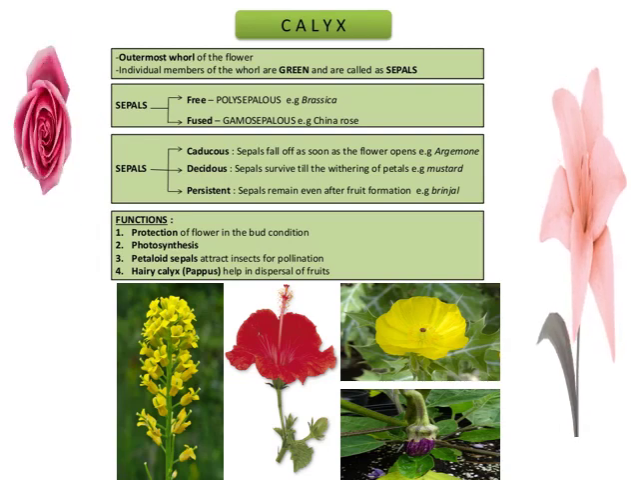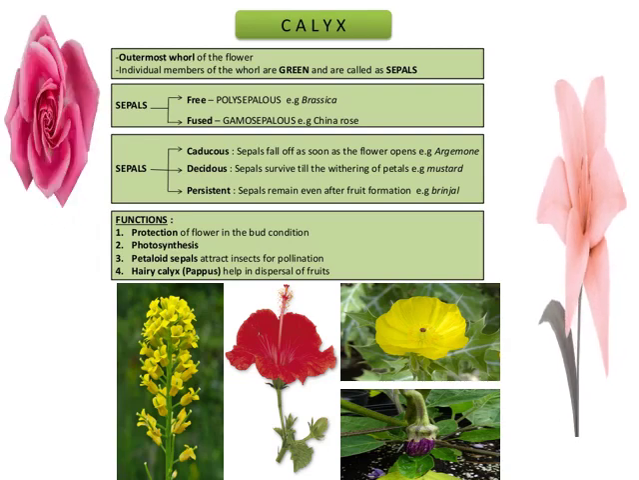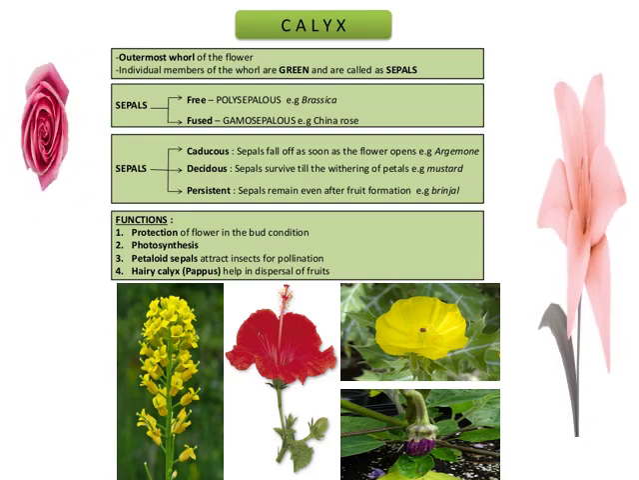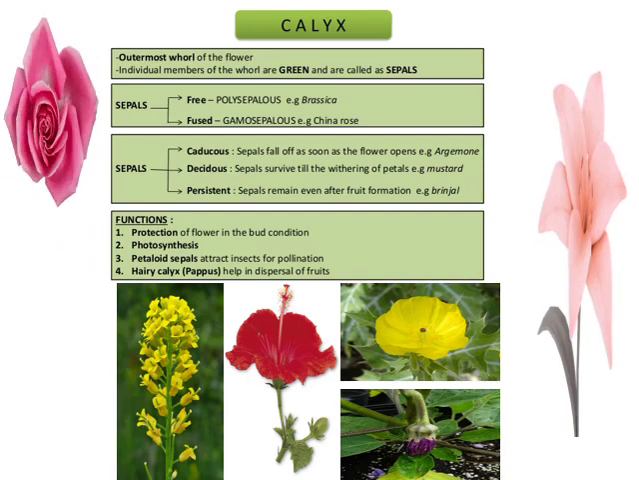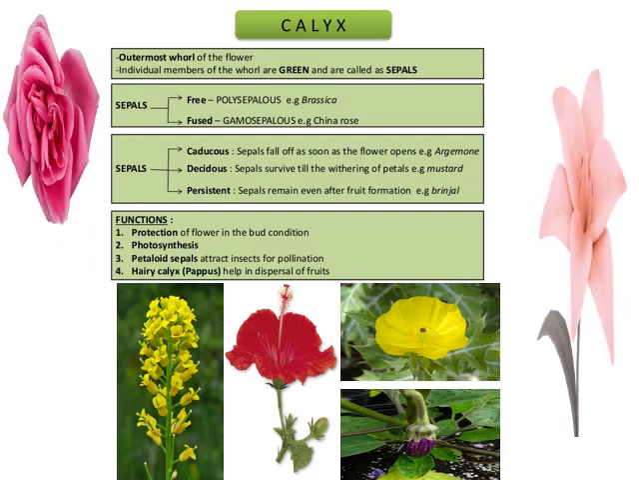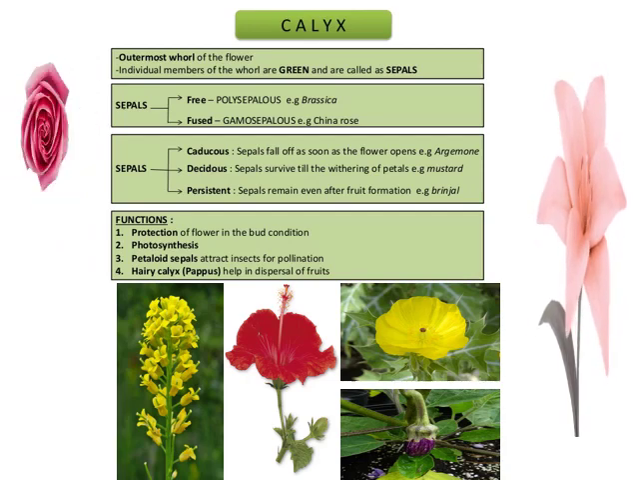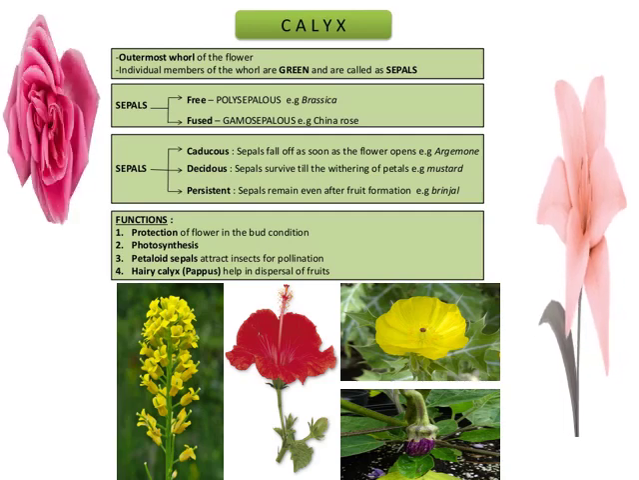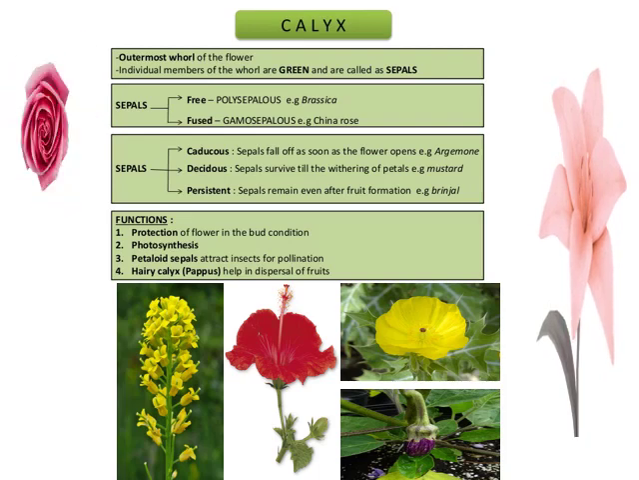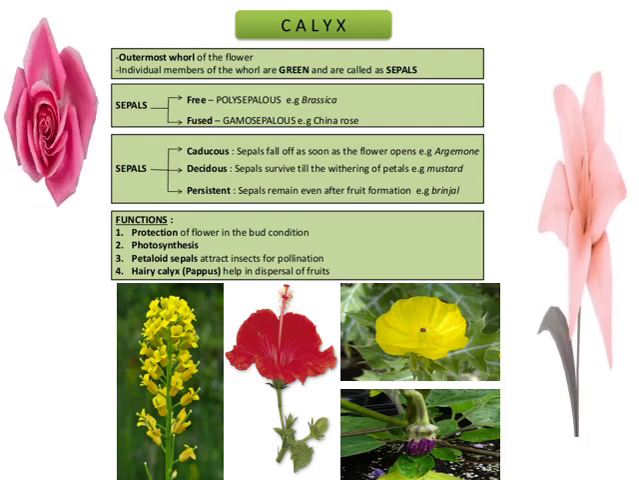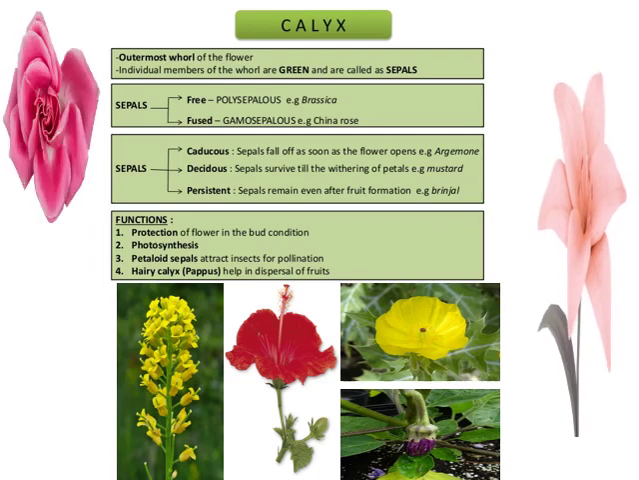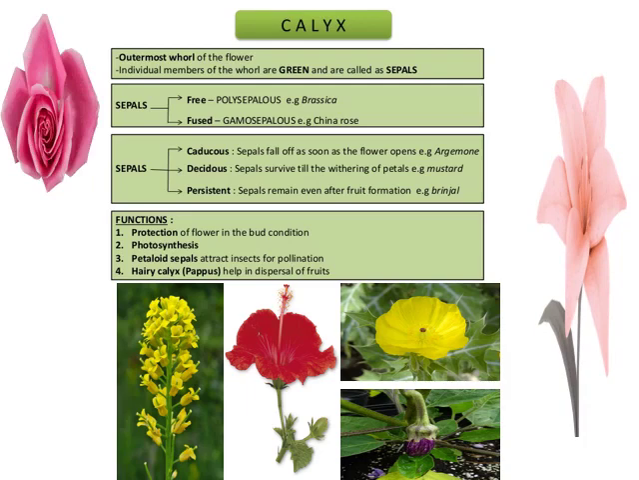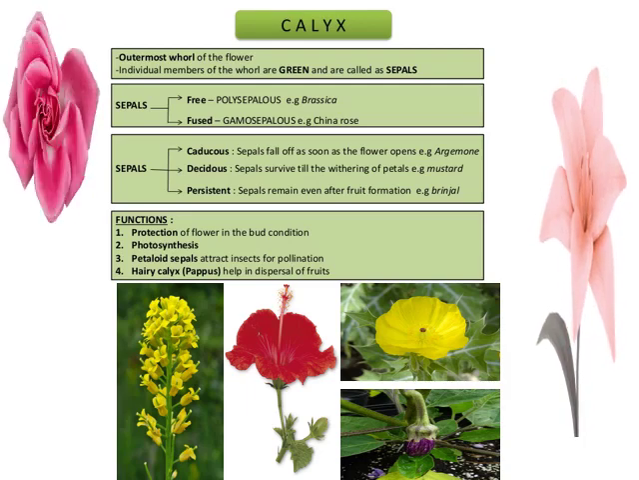Now we discuss the first whorl of the flower, that is calyx. The outermost whorl of the flower is called calyx. Individual members of the whorl are green and are called sepals. Sepals occur in two forms, one is free, the other is fused. If all the sepals are free individually, we call them polysepalous, and if all the sepals fuse together, we call it gamosepalous.